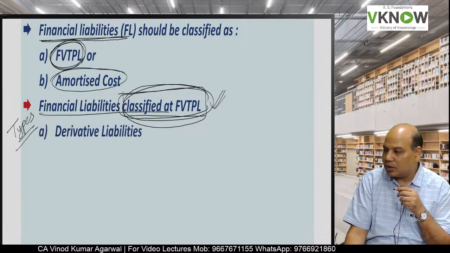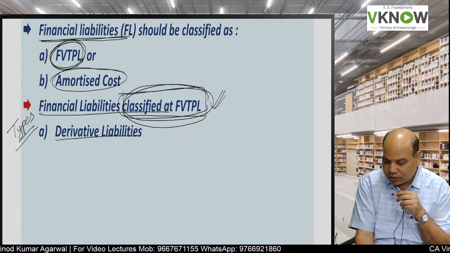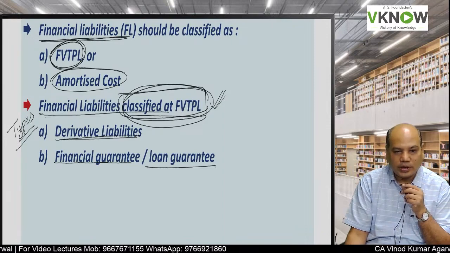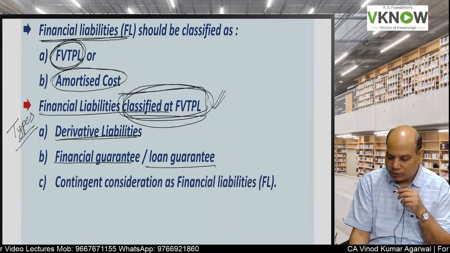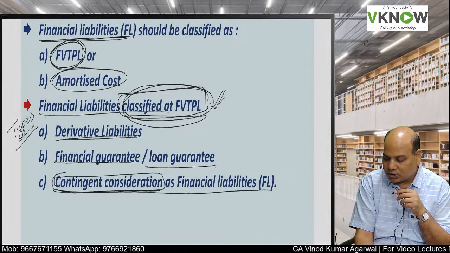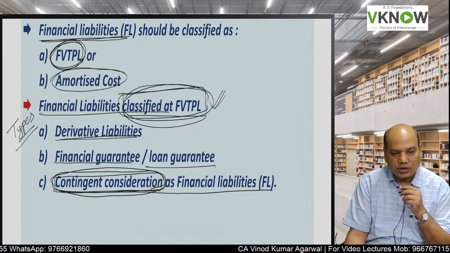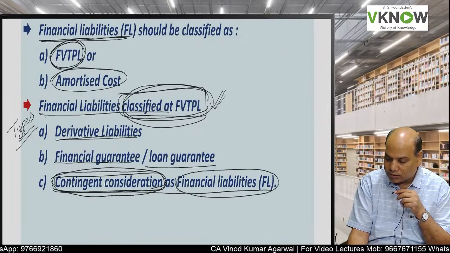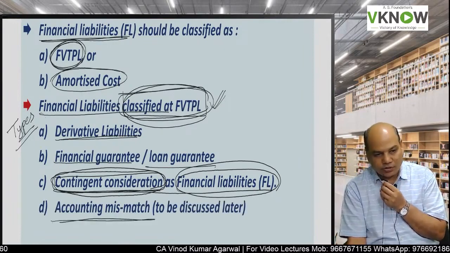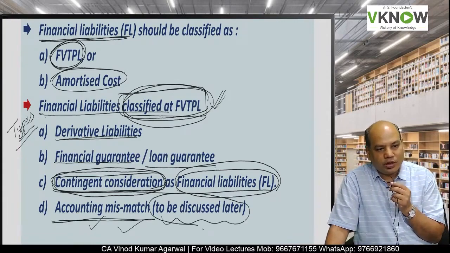So which are the financial liabilities which will always be treated as FVTPL? Derivative liabilities will be treated as FVTPL. Financial guarantee and loan guarantee contracts will be FVTPL. Contingent consideration means consideration payable on a future event. You will study contingent consideration in Ind AS 103. This will always be treated as a financial liability. And fourth is accounting mismatch. This I will discuss at the end of this chapter, so keep watching this video till the end.